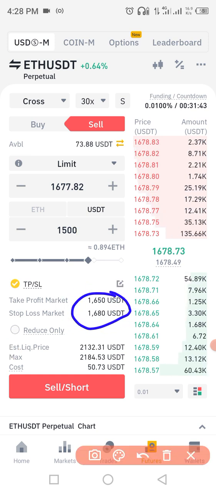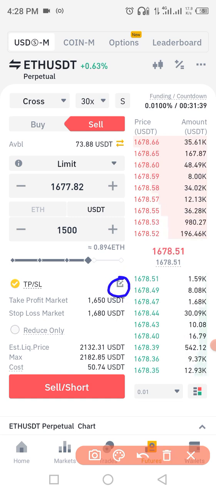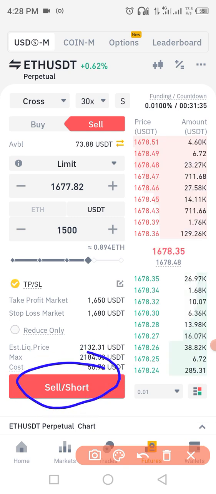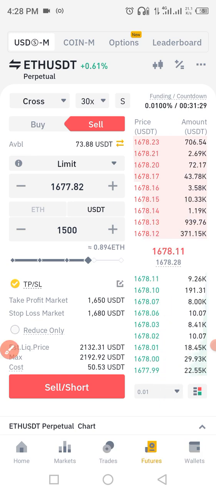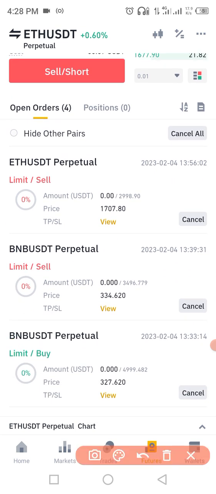So you can actually use this icon to edit them. Let's say you want to edit them, just click here and you can edit them. Once you're done doing that, all you need to do is click on your short and your trade is going to be placed. So once you click on your short, this is where the trade is going to be placed. So you can see that my own trade is placed here. You can see I have a few trades on my open orders. They are open orders here.